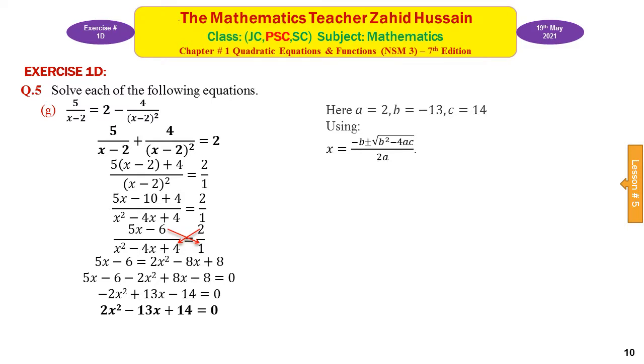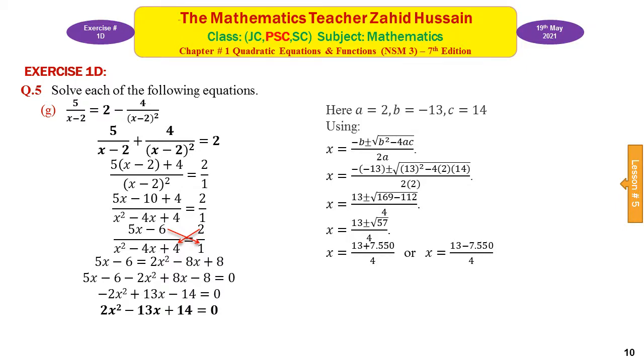Use the quadratic formula. Put the values of a, b, c in the formula. Simplify. Further simplify and get the final answer, which is 5.14 and 1.36, correct to three significant figures or correct to two decimal places. When degree of accuracy in the question is not mentioned, you have to write the answer correct to three significant figures always.